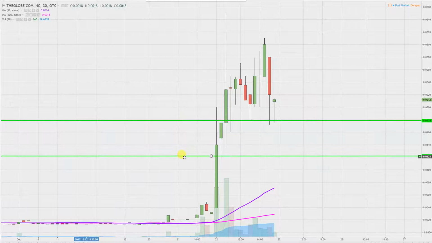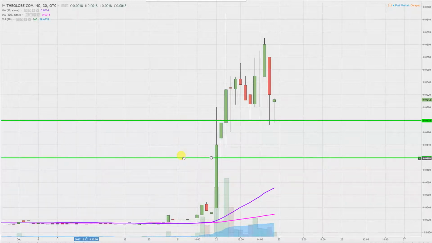Next level of support after that would be down there at 0.0118. So 0.0118, next key level after that, let's just call it 0.012. So 0.018, 0.012, and then taking a step back and looking at the big picture of things.